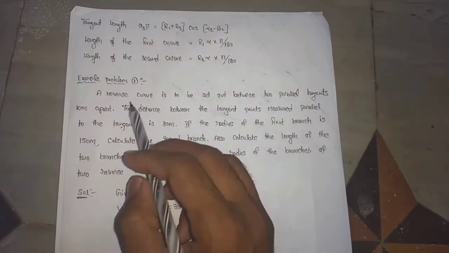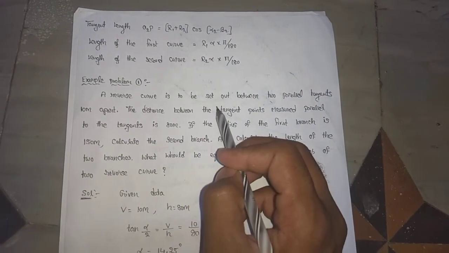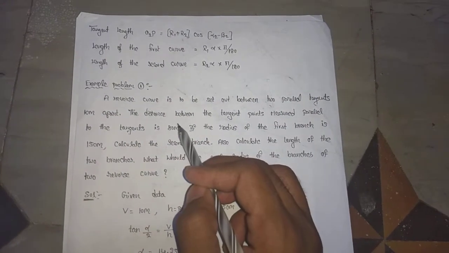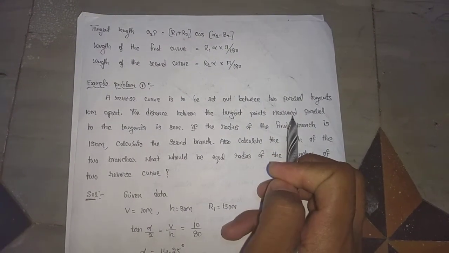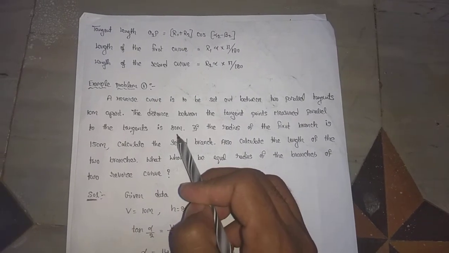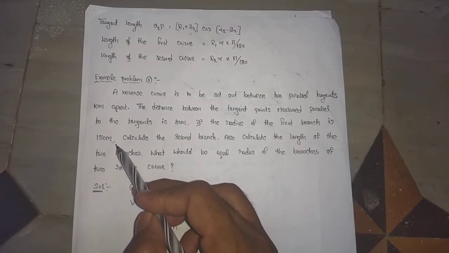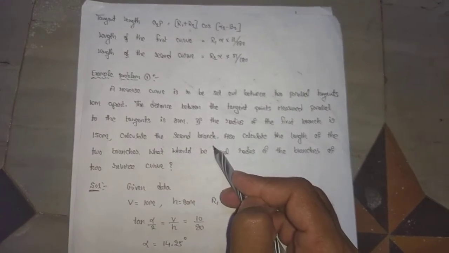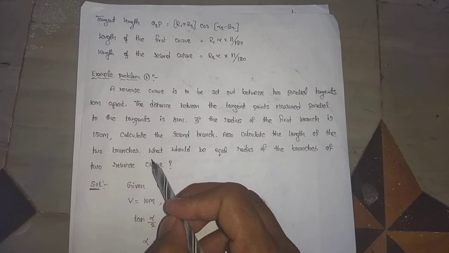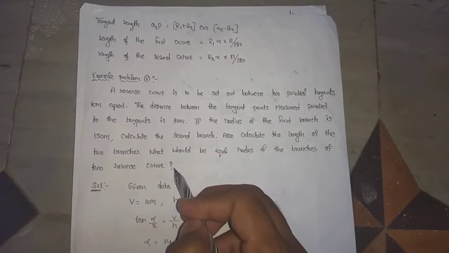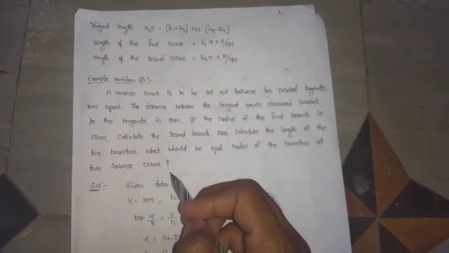Example problem. A reverse curve is to be set out between two parallel tangents 10 meters apart. The distance between the tangent points measured parallel to the tangents is 80 meters. If the radius of the first branch is 150 meters, calculate the radius of the second branch. Also calculate the length of the two branches. This is a question from reverse curve.